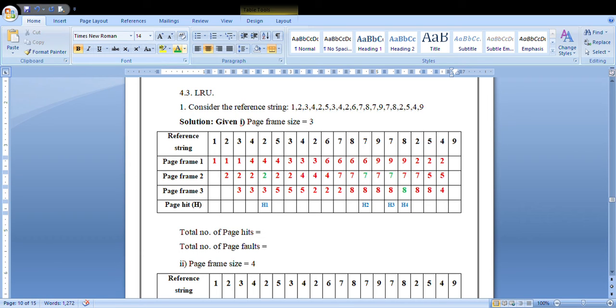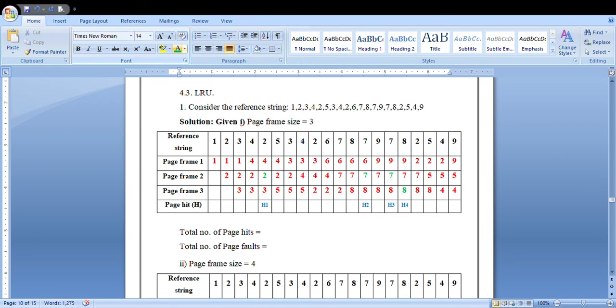Again 9. 9 is the new page. You need to replace that. Here 2 is repeated for 3 times, 5 is repeated for 2 times and 4 is for 1 time. So 2 is the oldest page, replace 2 by 9.